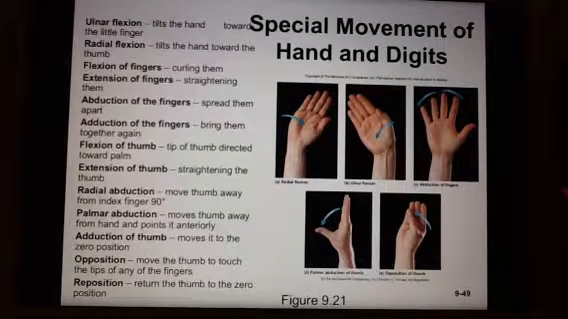Okay, then this long list is special movements of the hands or digits, and these are all words that you have seen before, except for opposition and reposition. So the other ones are just specifically of the hand or of the fingers. But let's jump down to opposition. That's moving the thumb to touch the tips of any of the fingers. And then reposition is returning the thumb to zero position.